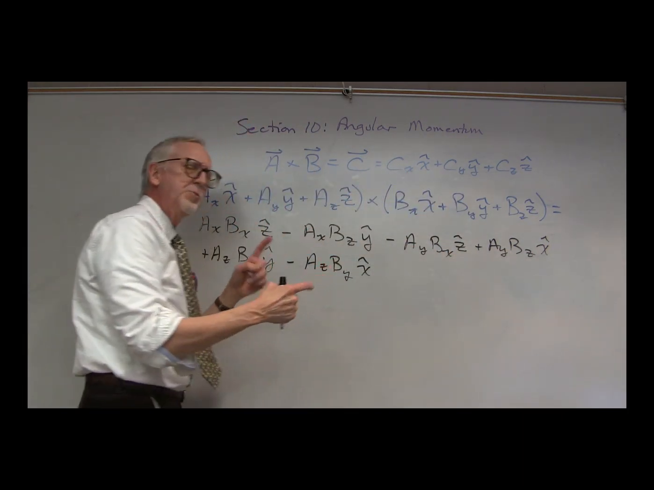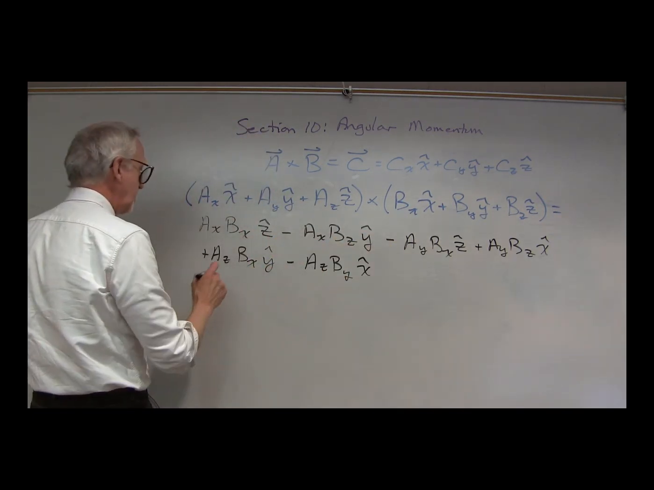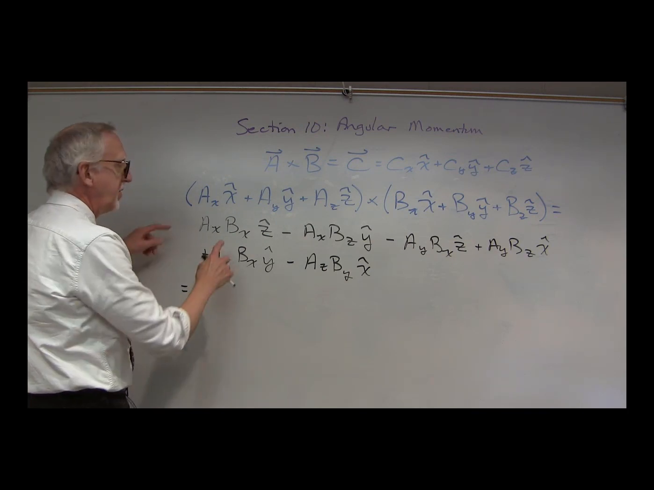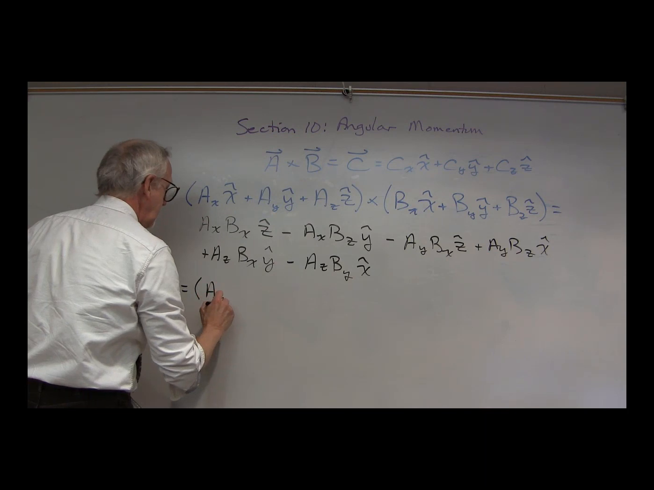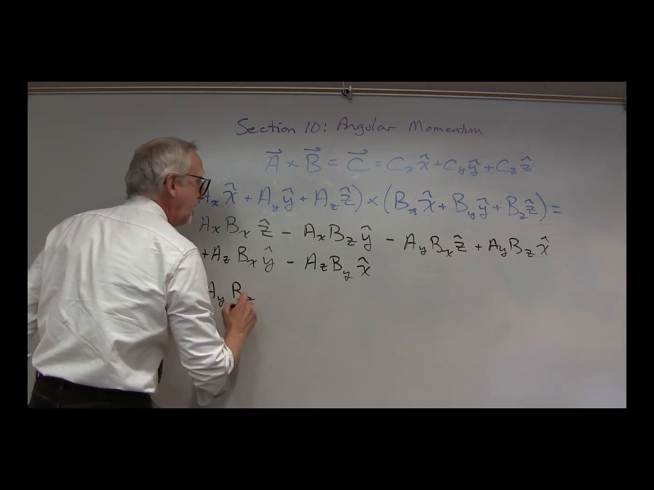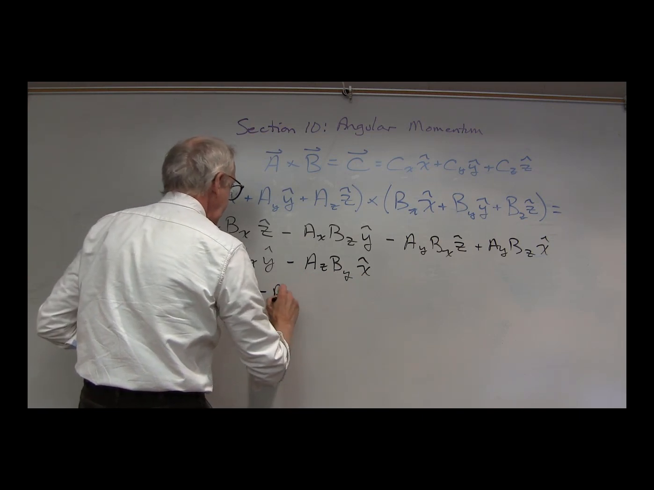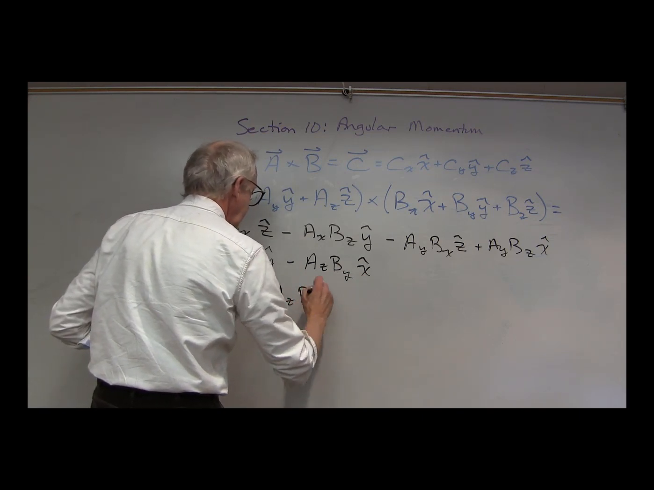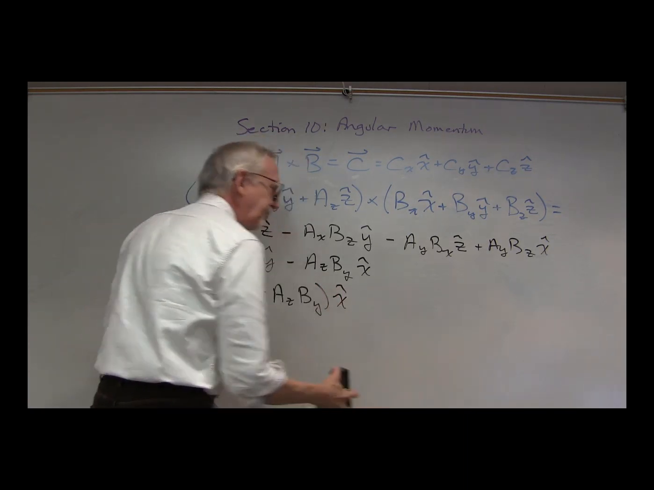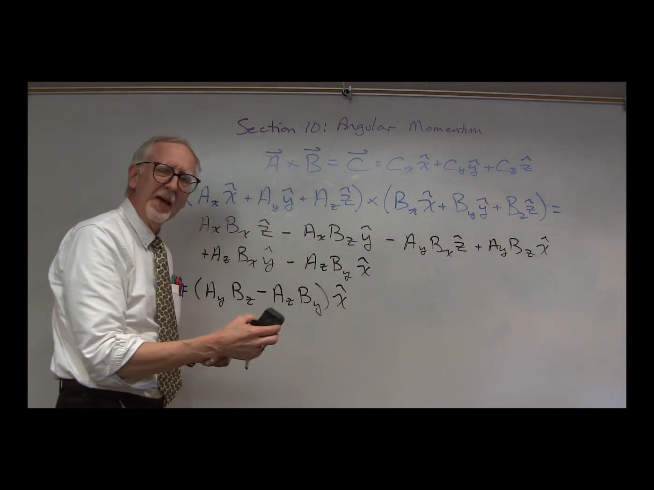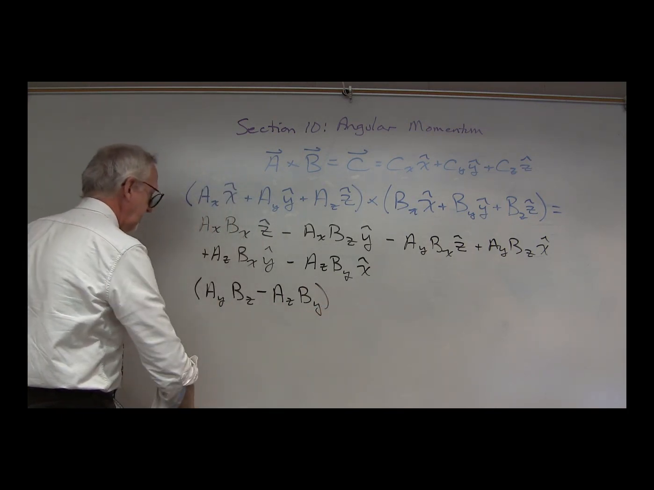Now, let's bring all the x hat terms together, the y hat terms together, and the z hat terms together. And what do we get? So where are the x hat terms? We've got an aybz, minus azby, and this is all times x hat. Now, just for the sake of making things a little bit easier to remember, I'm going to write this x hat in the front over here. So x hat.